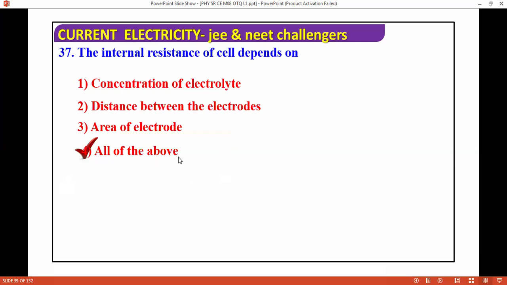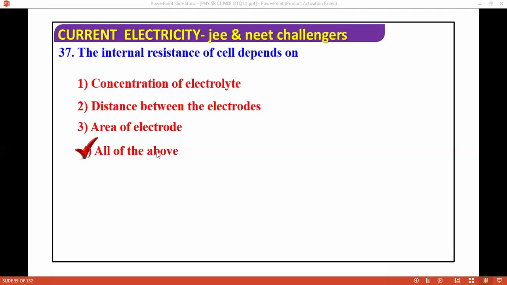So the internal resistance of a cell depends on concentration, definitely. Distance between the electrodes, definitely. Area of the electrodes, definitely. It's a good question. All questions are very good. If you know, you know. If you don't know, you don't know.